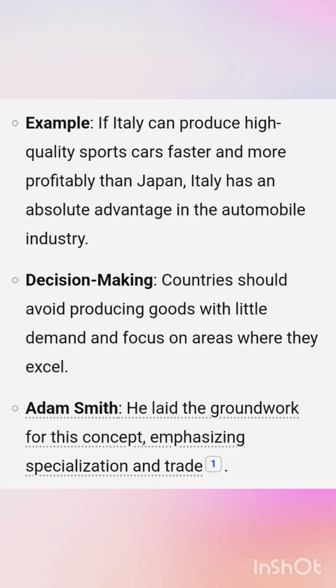in the automobile industry. Decision making: countries should avoid producing goods with little demand and focus on areas where they excel. Adam Smith laid the groundwork for this concept, emphasizing specialization and trade.